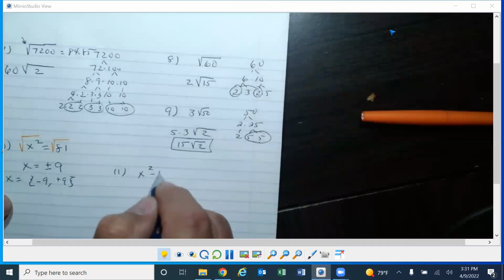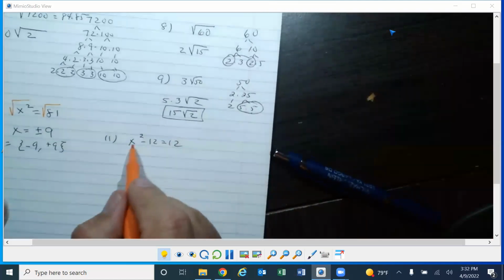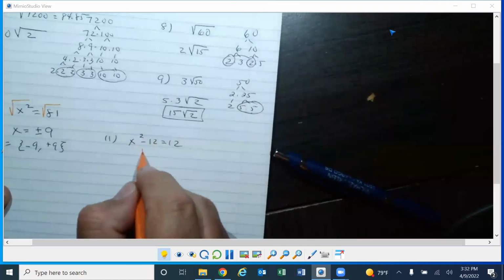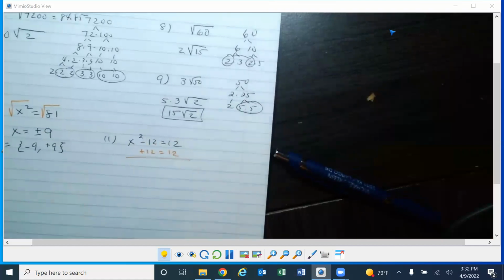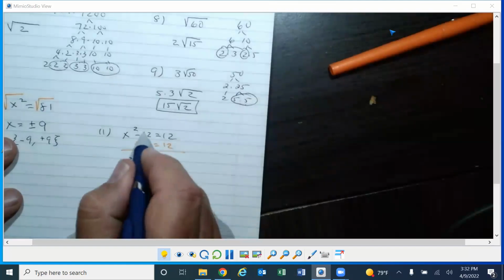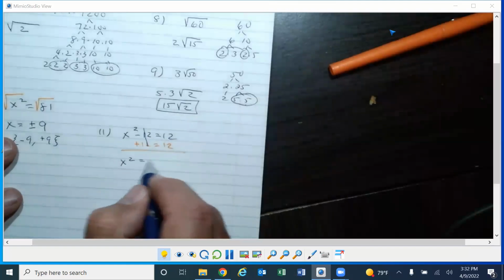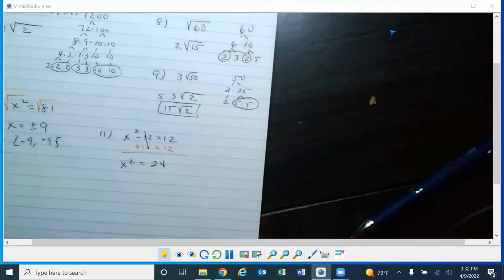Number 11. X squared minus 12 equals 12. All right, so we had this very similar to before. So what's being done to x squared? It's being subtracted. What's the opposite? Add 12 to both sides. So this is x squared. This is a 0 pair, it cancels out. This is 24. Now you're going to take the square root to both sides.